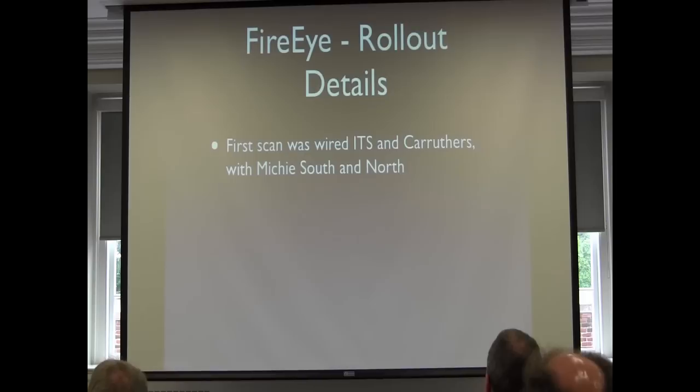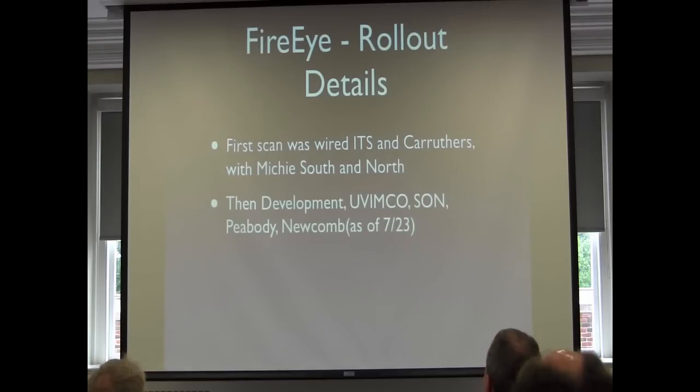The first scan that we did was the wired ITS and Carruthers MSN ports with Mickey North and South. And we found one or two things of a fairly minor nature there. Then we moved on to development, UVimco in the School of Nursing, and as of next Monday, we're going to do Peabody, Newcomb, MemGym, oh, and let's not forget the Lady Afterschool squash ports. Why there's a more secure network port in the squash ports, I'm not sure, but we're going to scan.